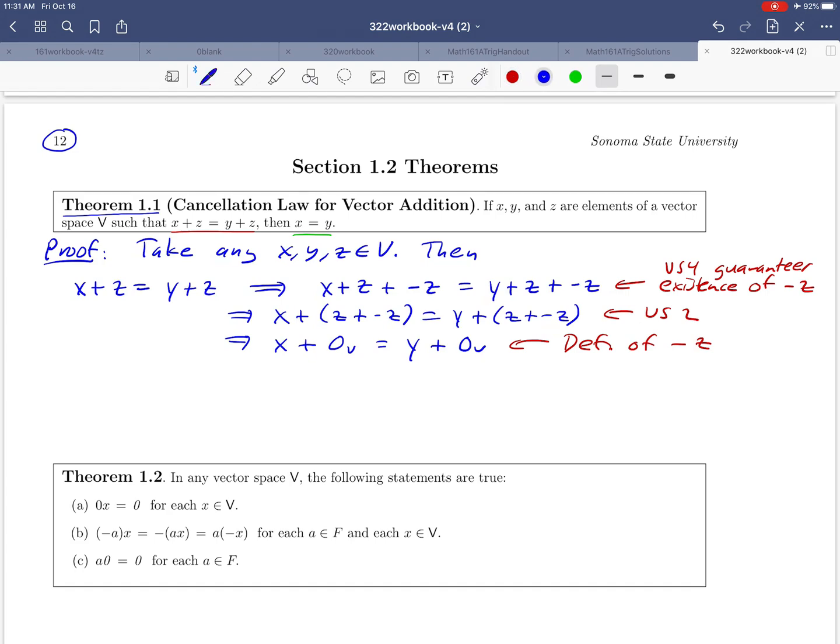And then finally, what happens when you take x plus the zero vector? You just get x. And that's by the definition of the zero vector. Okay, or we could say also VS3. All right, so notice what we did. We started with x plus z equals y plus z. We assumed that, and we demonstrated that that implies that x is equal to y using only properties of our vector space definition, and we are done. We have just proved this theorem.